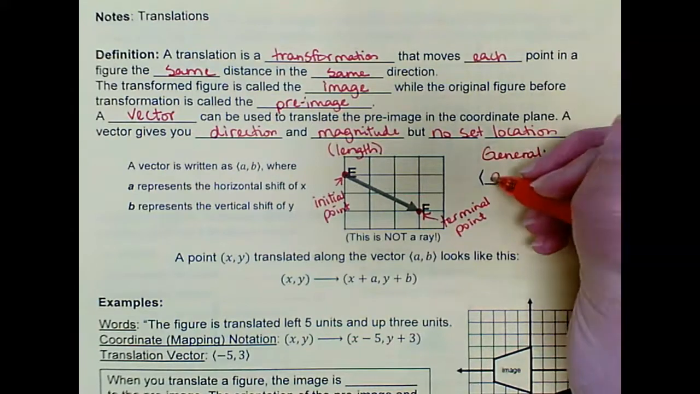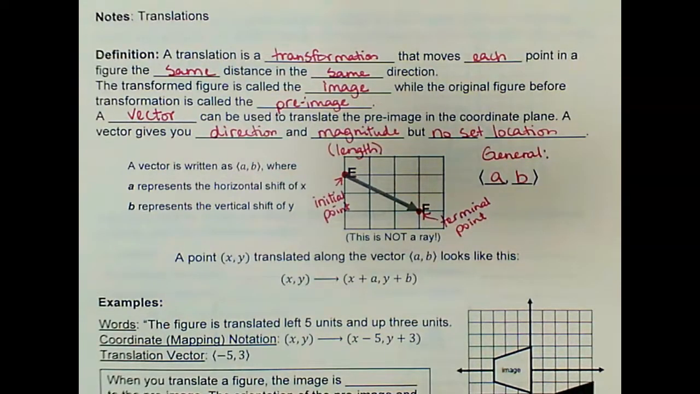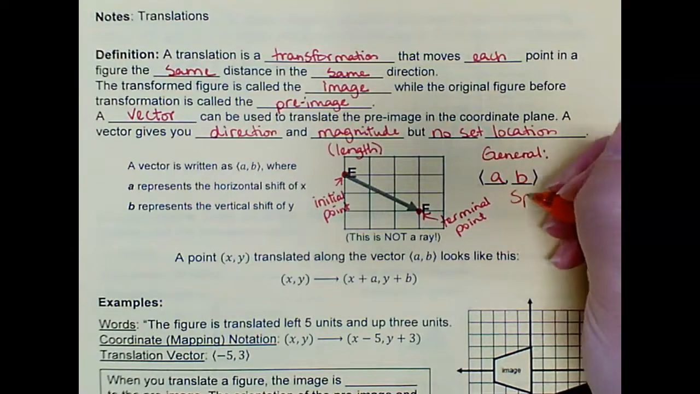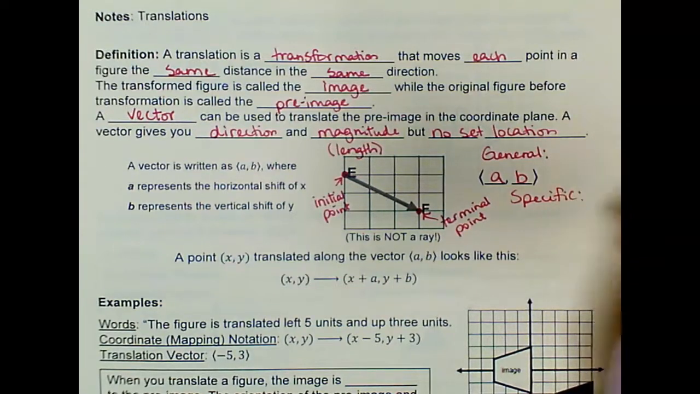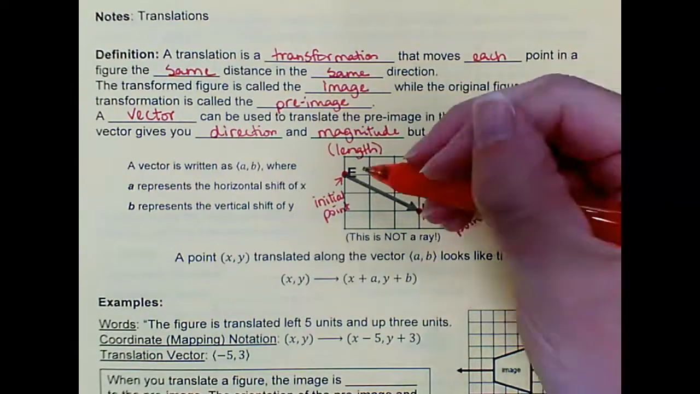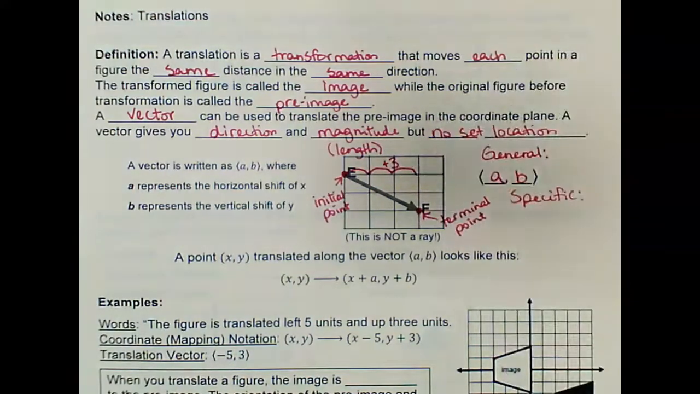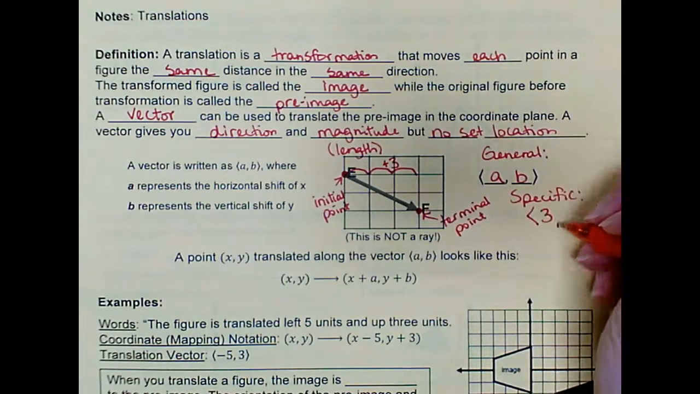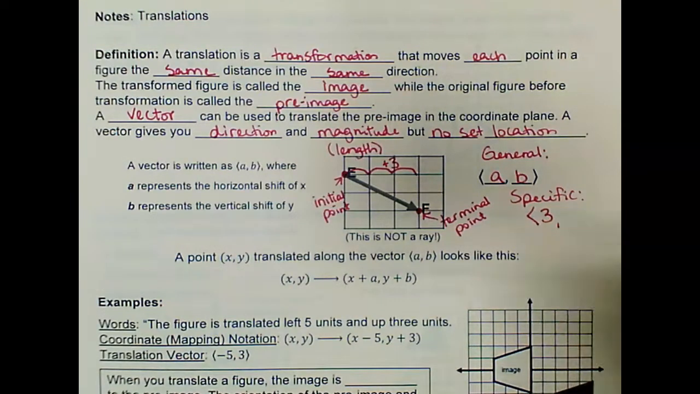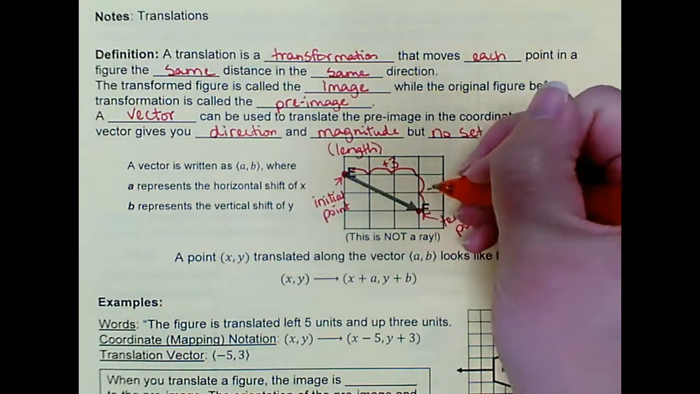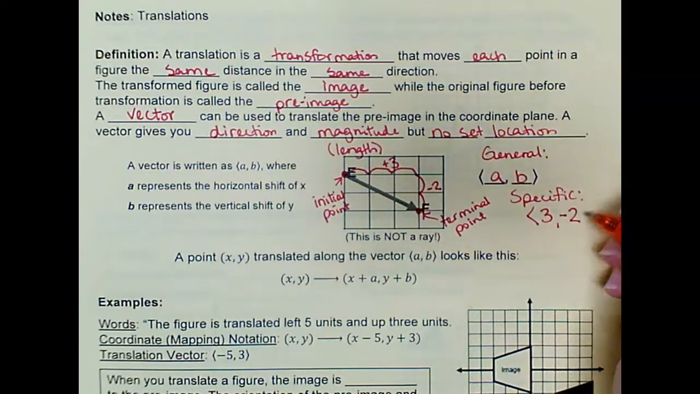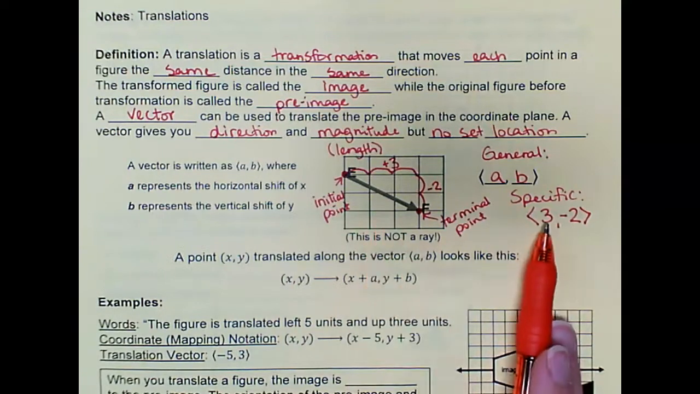So in general, a vector is written as ⟨a, b⟩, the horizontal change A and the vertical change B. Specifically, for this vector, if I figure out the horizontal change from E to F, I'm just going to count over 1, 2, 3. So that was a horizontal change of 3. So my A would be 3. And then to my terminal point, my vertical change is 1, 2, down, so -2. So -2 would be my B value. So specifically for this diagram, this vector is ⟨3, -2⟩.